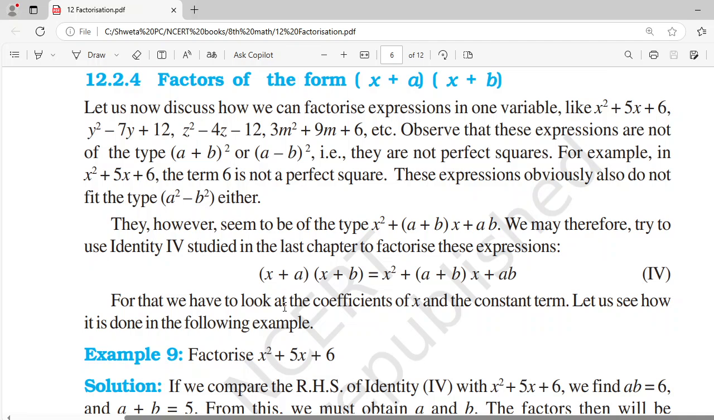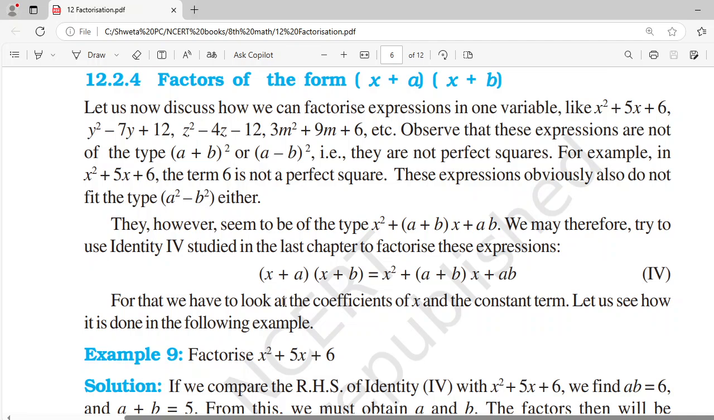Factors of the form (x + a)(x + b). Let us now discuss how we can factorize expressions in one variable like x² + 5x + 6, x² − 7y + 12, z² − 4z − 12, and 3m² + 9m + 6, etc.